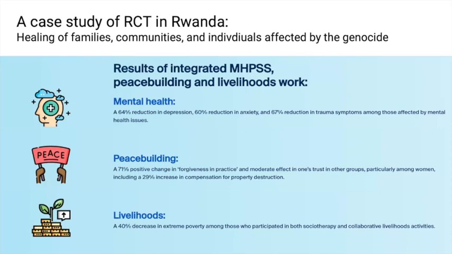We have found the intervention has been successful in massive reduction in mental health issues. We have a 64% reduction in depression, and similar reductions in anxiety and trauma. It's also been effective in peace building in local communities, with massive increases in things like forgiveness and attempts by people to resolve their differences, their grievances stemming from violence in the past. But also the intervention was successful in reducing extreme poverty, a 40% decrease in extreme poverty.